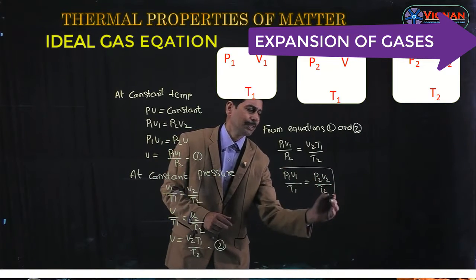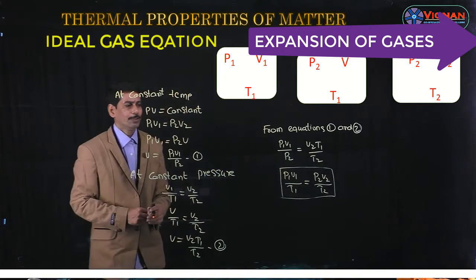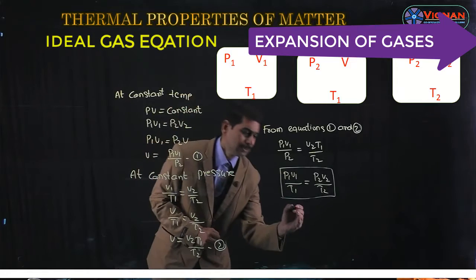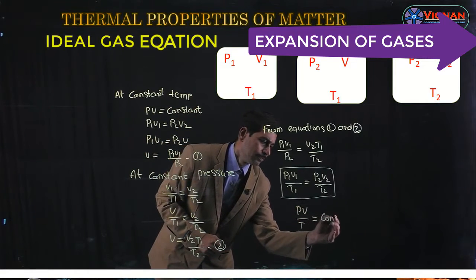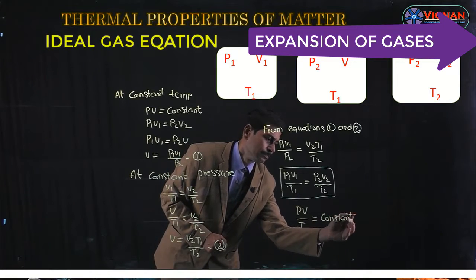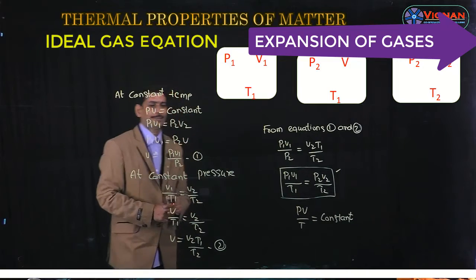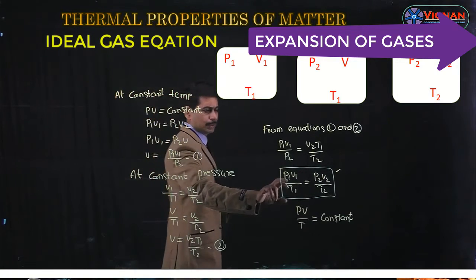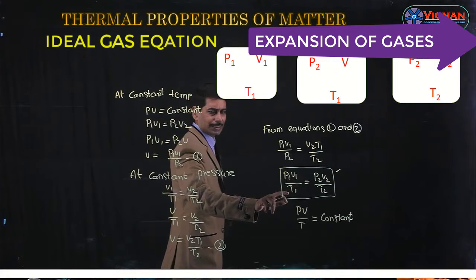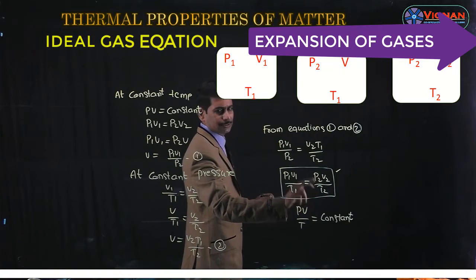So this is nothing but an ideal gas equation. P1 V1 by T1 is equal to P2 V2 by T2, or in other words, this can be written as PV by T is equal to constant. So this is one of the forms of the gas equation. Here P1, V1 and T1 are the pressure, volume and absolute temperature in the first case, and P2, V2 and T2 are the pressure, volume and temperature in the second case.